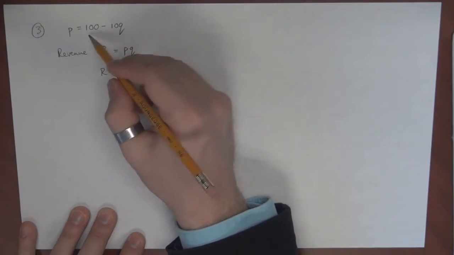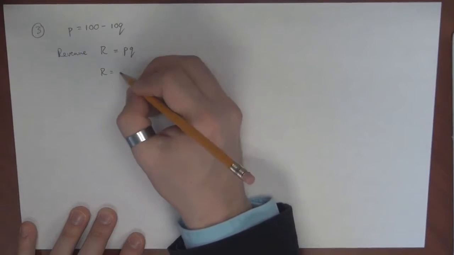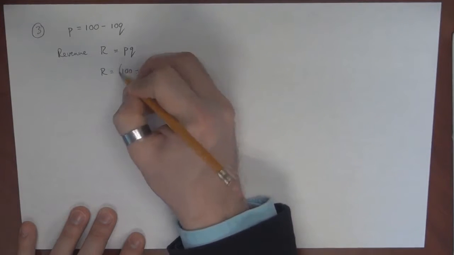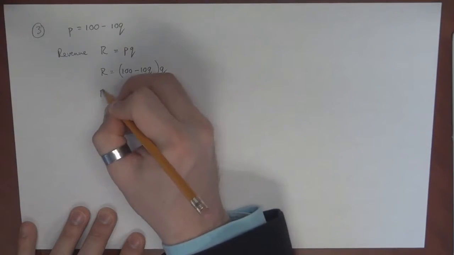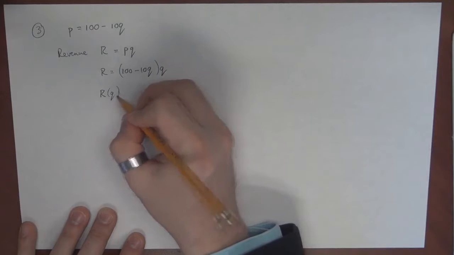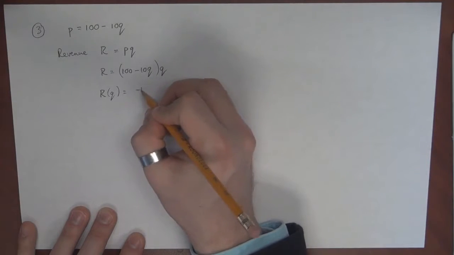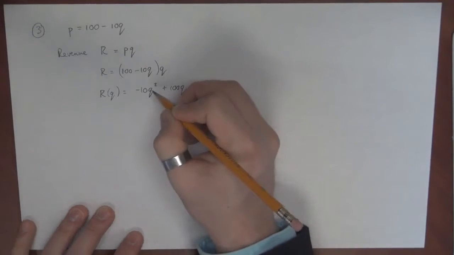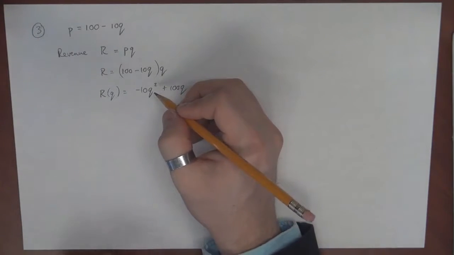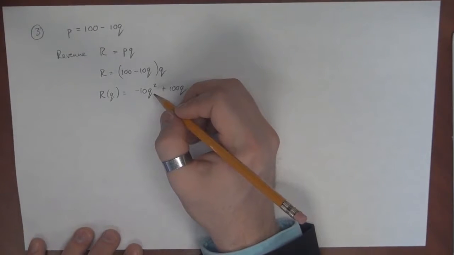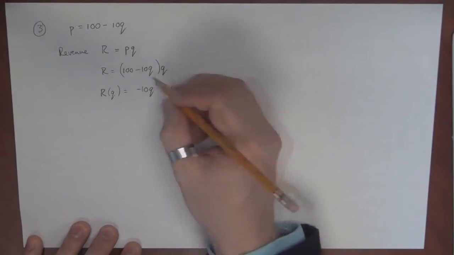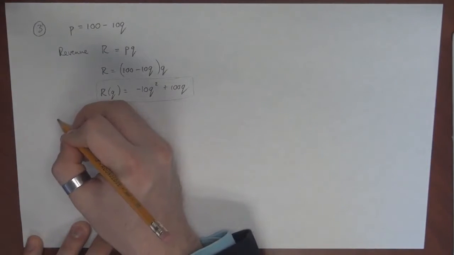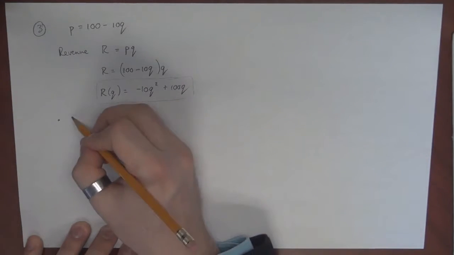So I can replace this expression for P. So I have (100 minus 10Q) times Q. So I get R as a function of Q is negative 10Q squared plus 100Q. I like the square term first. So now I have my quadratic function here, and I can look at this and see what's happening.